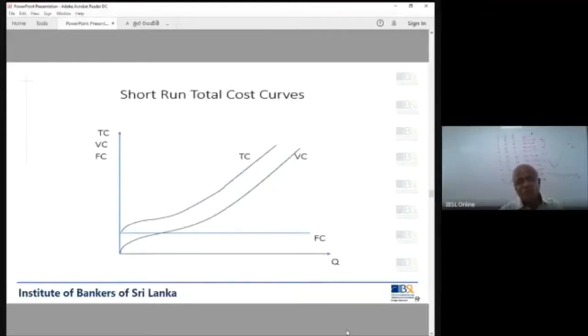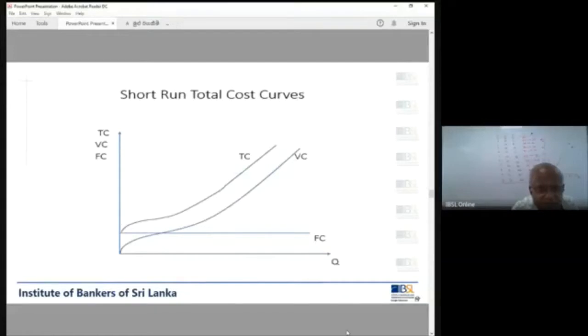Then what will happen? Total cost is the sum of these two. To the variable cost, you add a fixed number, 30, 30, 30, 30. Therefore, the shape of the total cost curve is the same as the variable cost curve, but shifted by 30. The gap between these two curves is the 30 fixed cost. So the starting point is here. When the firm doesn't produce any output, total cost is 30.